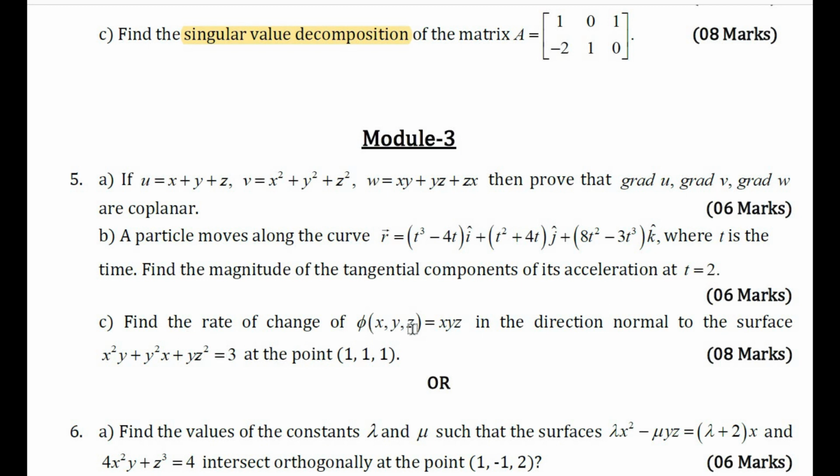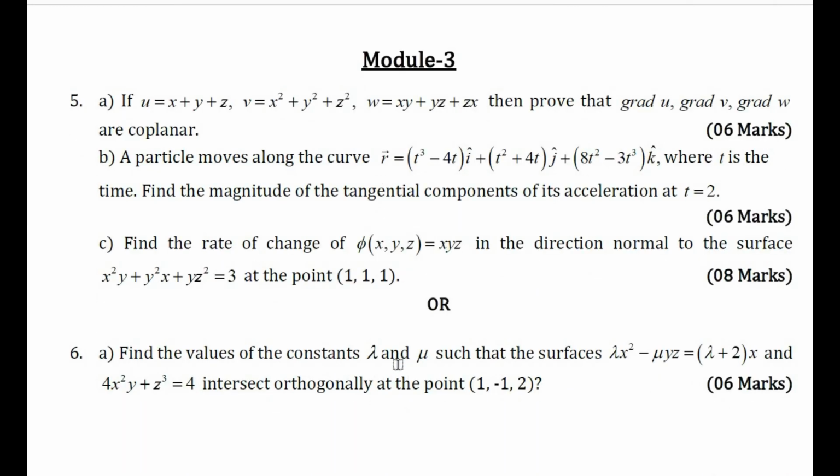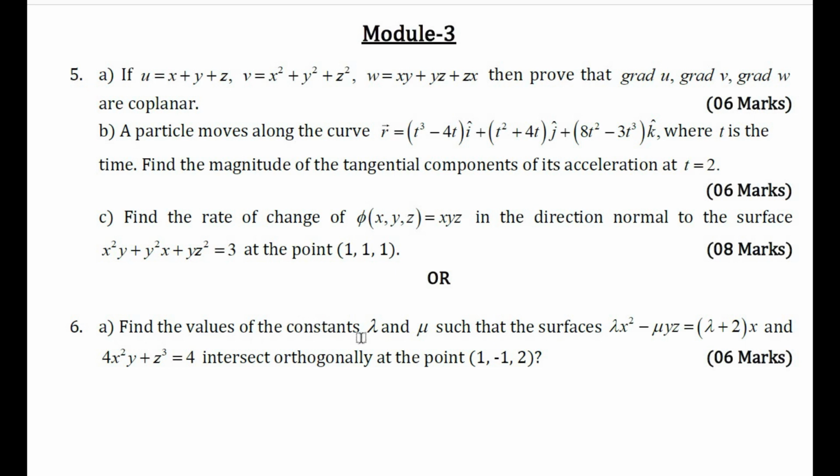Find the rate of change of the given function phi equal to xyz in the direction normal to the surface at the point (1, 1, 1). Moving on to the optional question here, the 6th question. Find the values of constants lambda and mu for which the surfaces intersect orthogonally at the given point.